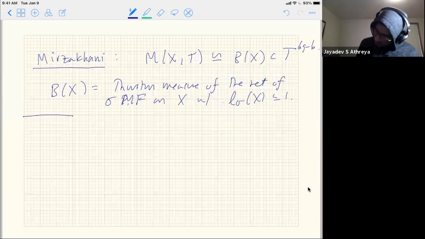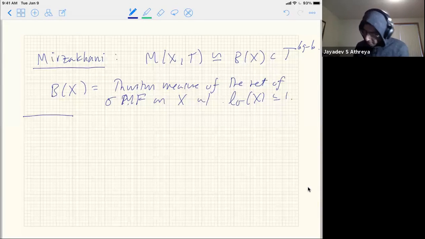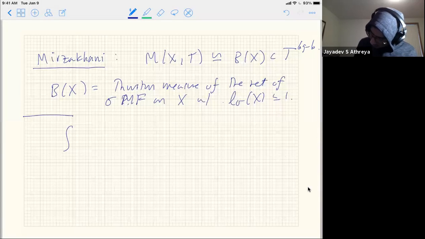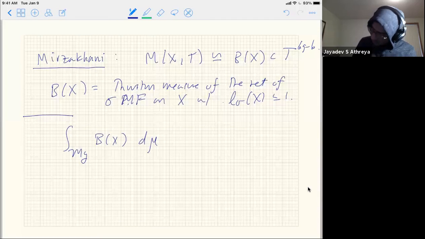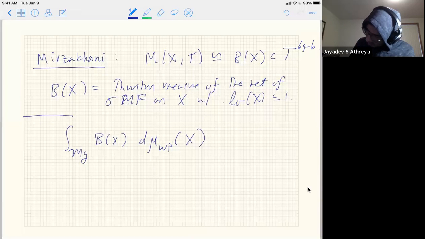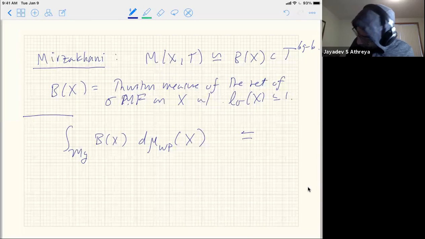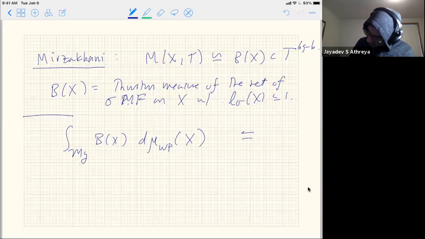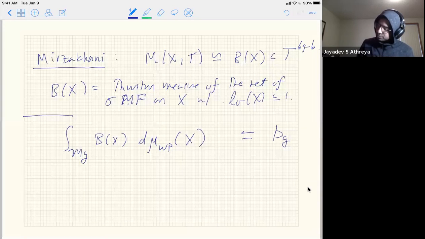But where's the randomness coming in? Where is the variance coming in? Mirzakhani also showed that if you integrate this function b of x over the moduli space, with respect to a measure called the Weil-Petersson measure, this is not only less than infinity, she actually computes the number. Let me call it b sub g, I think is what she calls it.